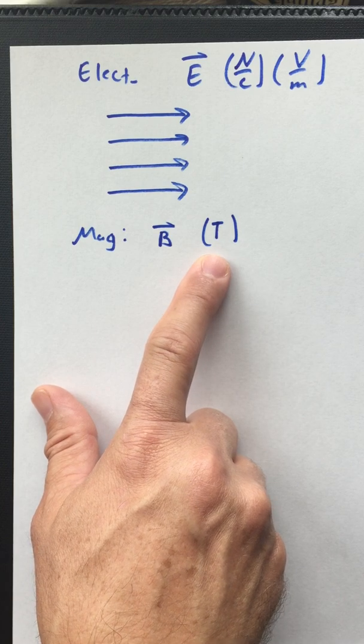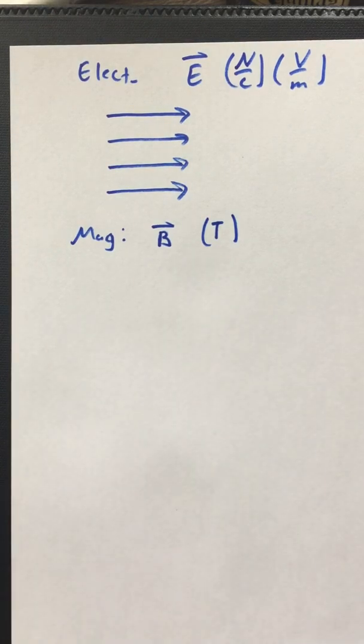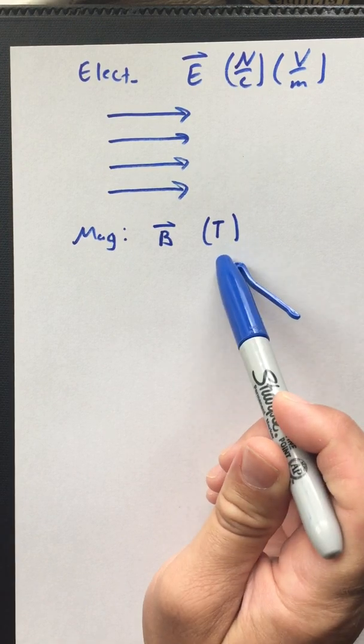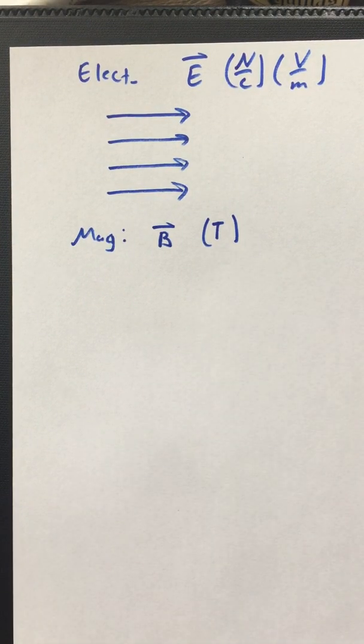You might also see the term Gauss. Gauss is another unit for the magnetic field. We typically don't use that in this course, but it is a unit that's out there. But we're going to stick with Teslas in this course. Okay. All right.